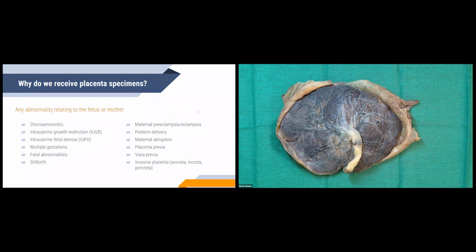So here's just a list of some of the reasons why we may receive placenta specimens in the lab. So for example, maybe chorioamnionitis, intrauterine growth restriction, maternal preeclampsia, and so on.